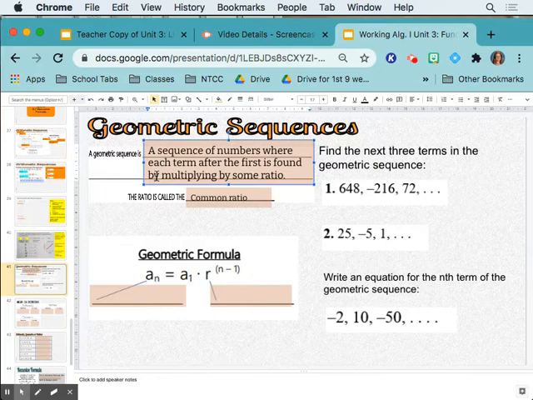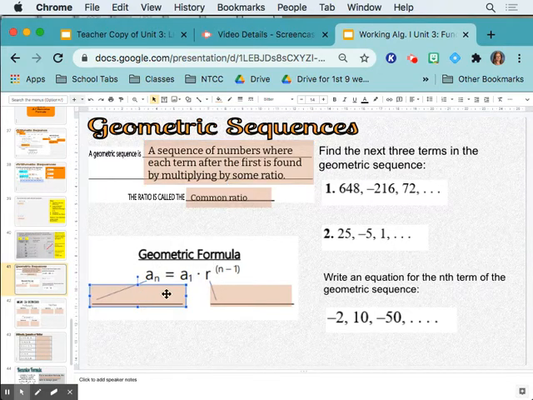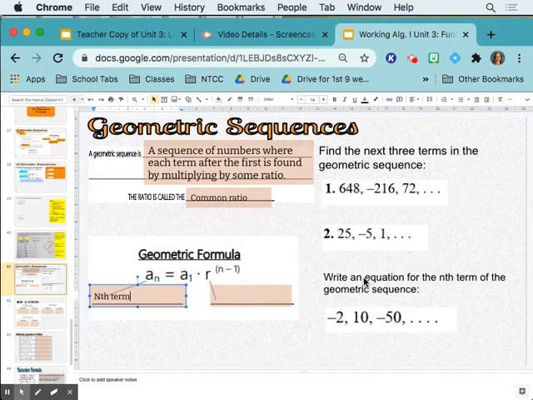Okay. So with arithmetic, we had a common difference, but with geometric, we have a common ratio. So let's fill in on this formula. An equals A1 times R^(n-1). What's An? It's just our nth term. So that could be like A10. We're looking for our 10th term, A10. What is A1? First term.